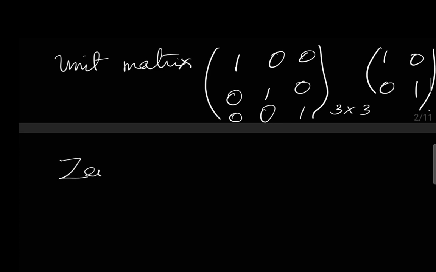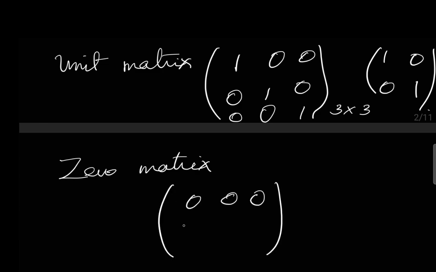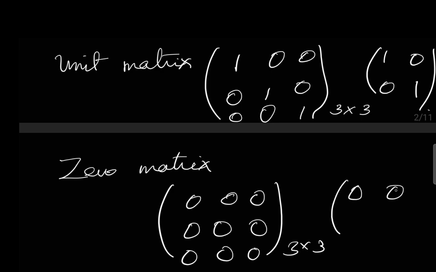Next is the zero matrix. All the elements are 0. 0, 0, 0. 0, 0, 0, 0. This is a 3 by 3 matrix. 2 by 2 matrix 0, 0, 0. This is a 2 by 2 matrix.